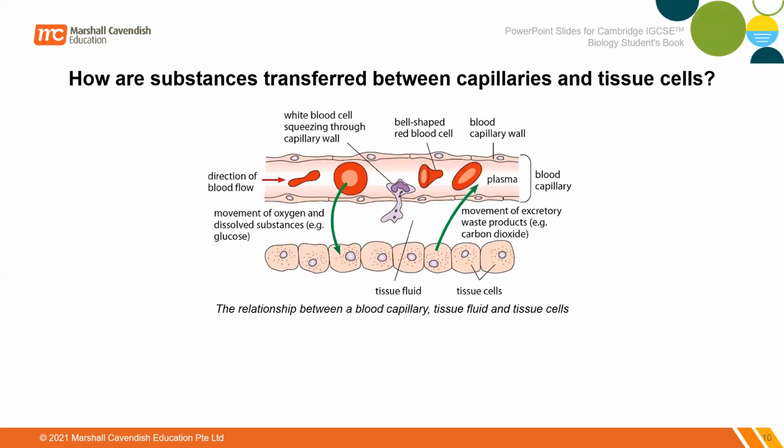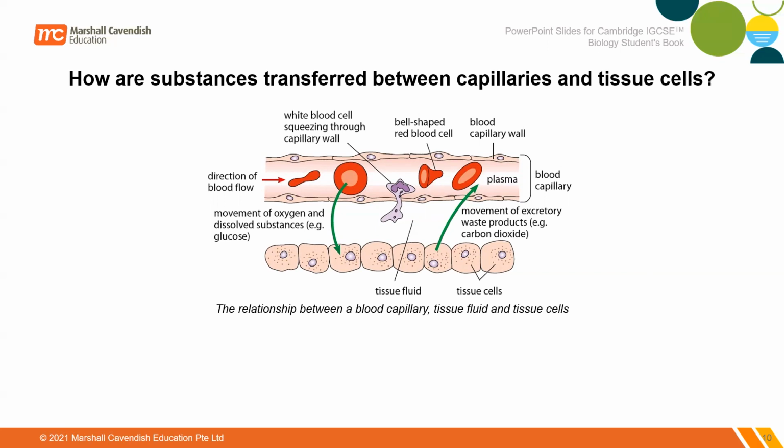For capillaries, the wall is just one cell thick. It can diffuse. Why is it one cell thick? Because we need this thin membrane to diffuse all substances easily, oxygen and carbon dioxide out of the respiring tissue.